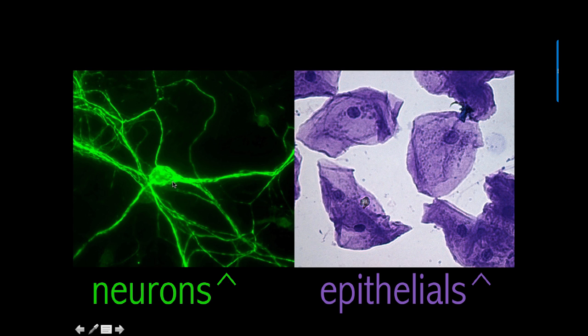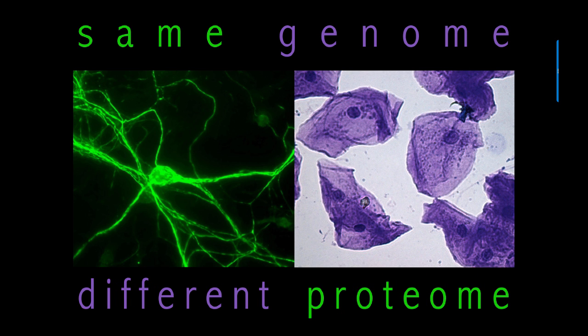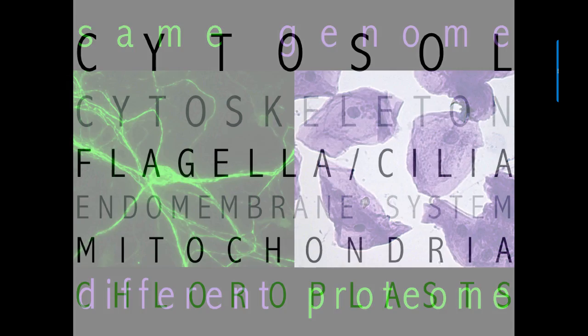Now if we took these neurons on the left from your brain and these epithelials on the right from the inside of your cheek, they would have the same genome, and that's because all of these cells were derived from the fertilized egg. On the other hand, they've got very different proteomes, and those proteomes give the cells different structures and therefore different functions, and that's come up in the past, so we won't dwell on that right now. So the bottom line here is we've got the same genome in these cells, the same individual, but different proteomes, and it's the proteome which is responsible for the differences in structure and in function.